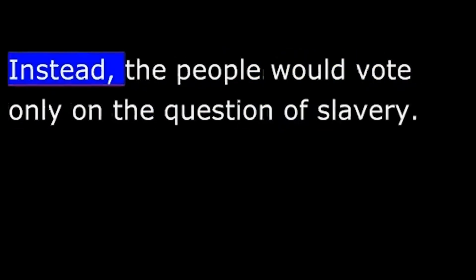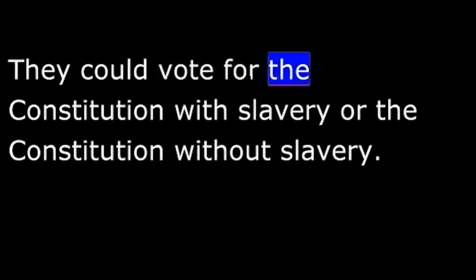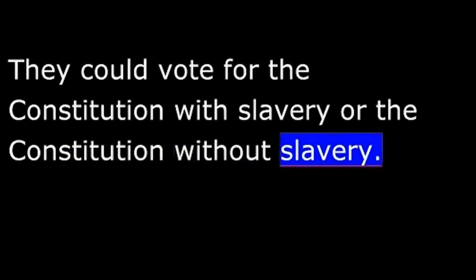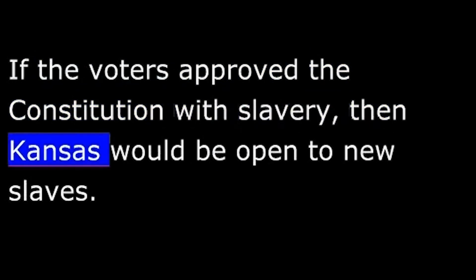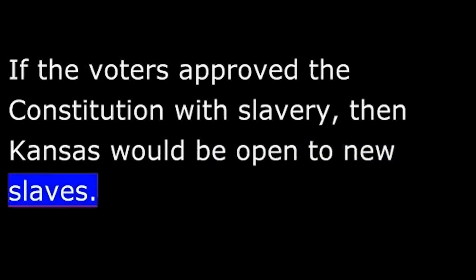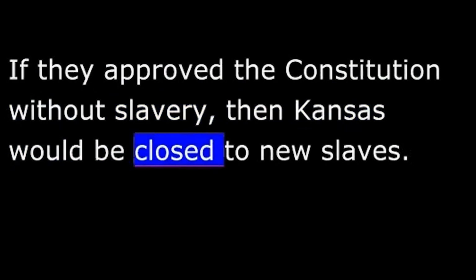The two sides finally agreed on a compromise. The Constitution itself would not be offered to the people. Instead, the people would vote only on the question of slavery. They could vote for the Constitution with slavery or the Constitution without slavery. If the voters approved the Constitution with slavery, then Kansas would be open to new slaves. If they approved the Constitution without slavery, then Kansas would be closed to new slaves. Slaves already in the territory could be kept there.